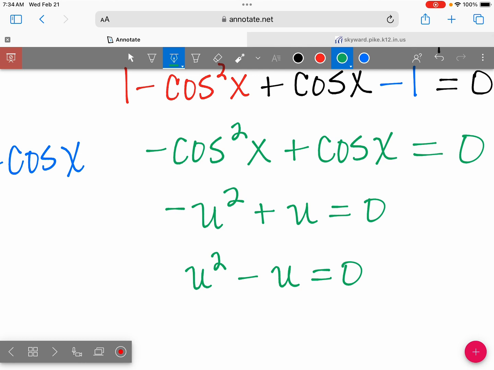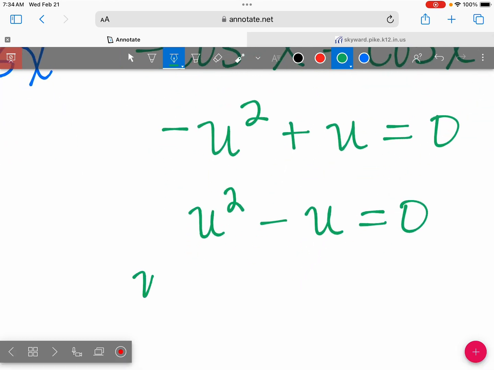We're going to take out our GCF, which is a u. So if I take out the u, what do I have left inside of my parentheses? U, and what else? So when you're taking out a u, you're dividing both of these by u. That's what greatest common factor is, division. U minus 1.